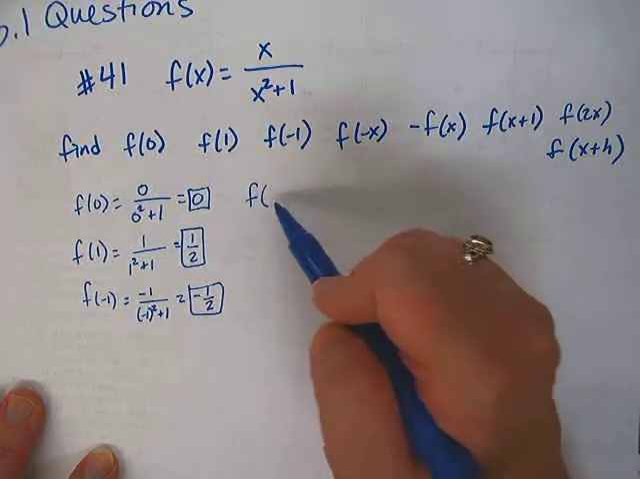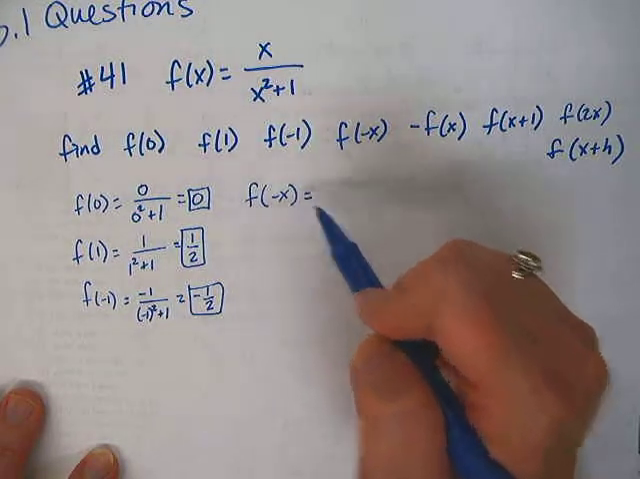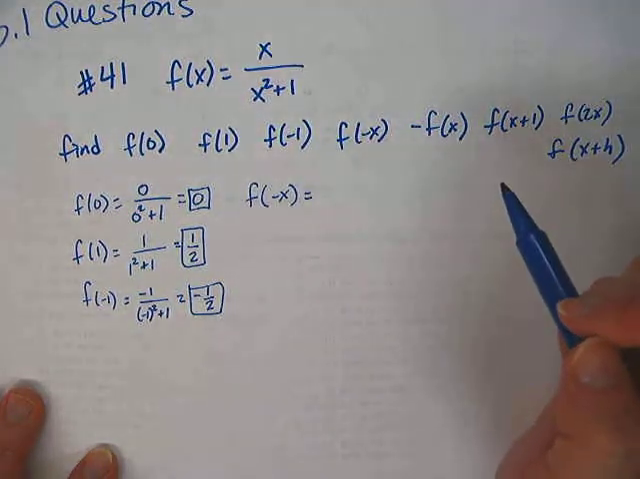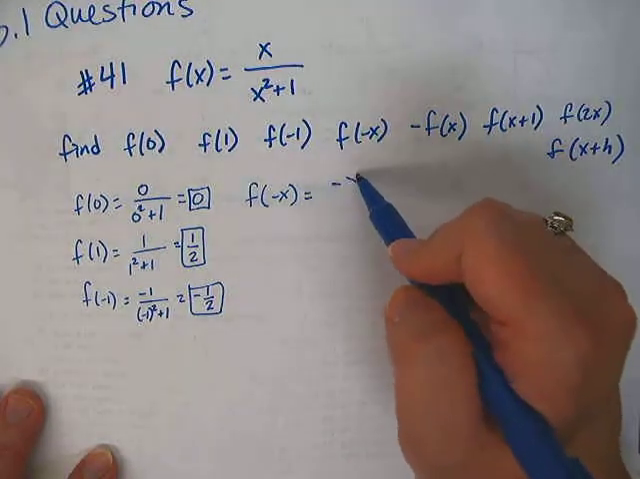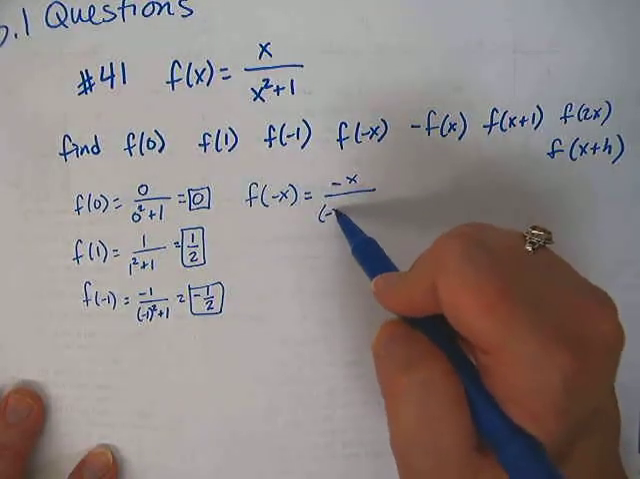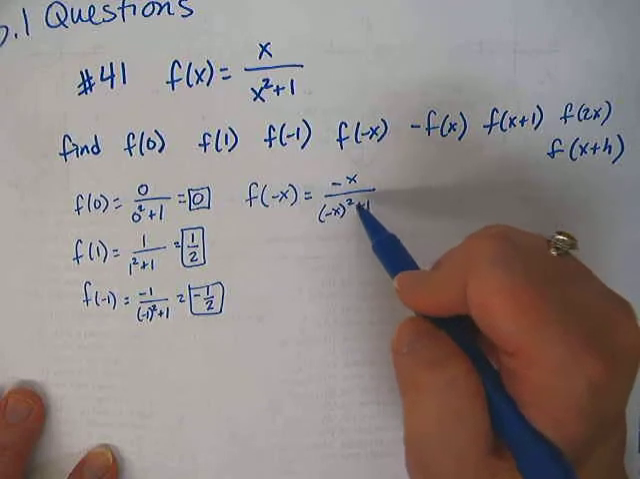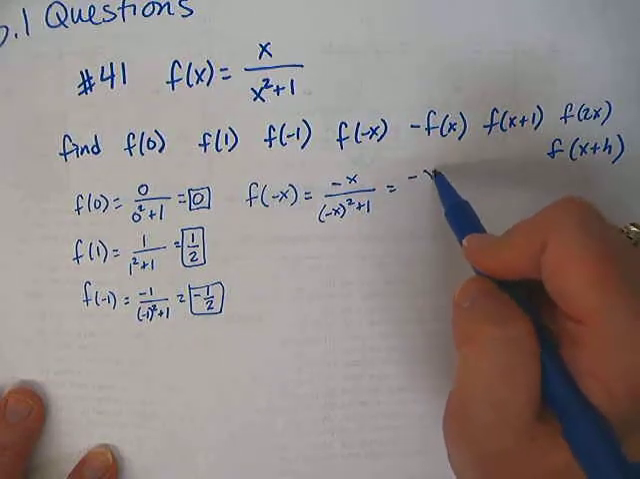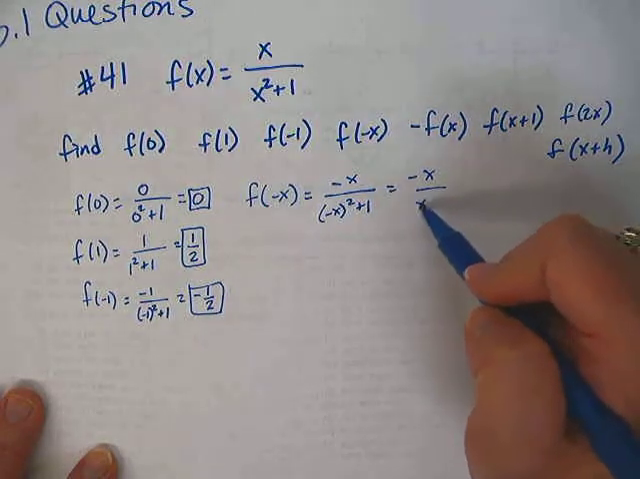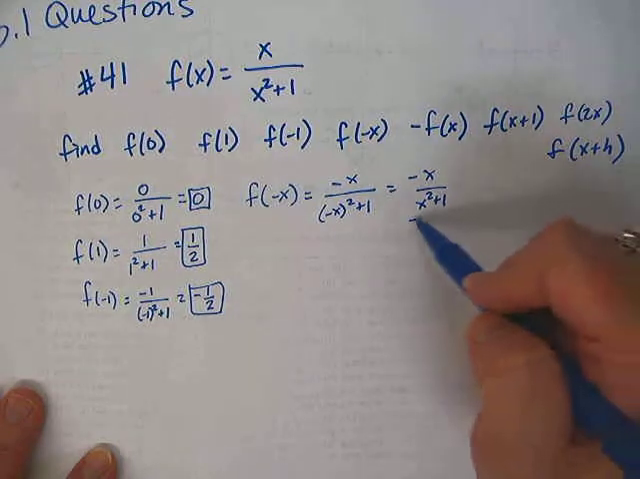Okay, then f of negative x means we put a negative x everywhere that there's an x. So negative x over negative x squared plus 1. The squared makes the x positive, so negative x over x squared plus 1.